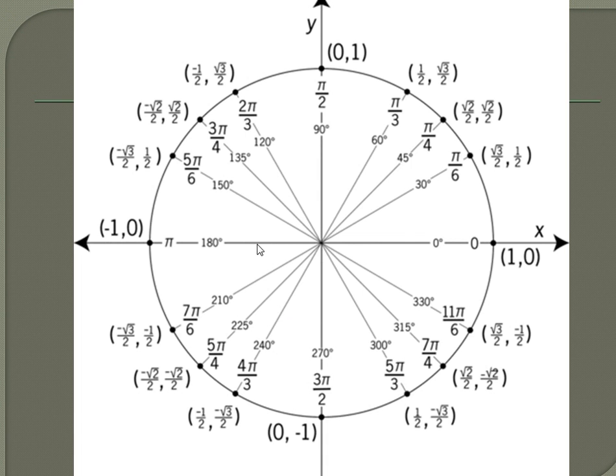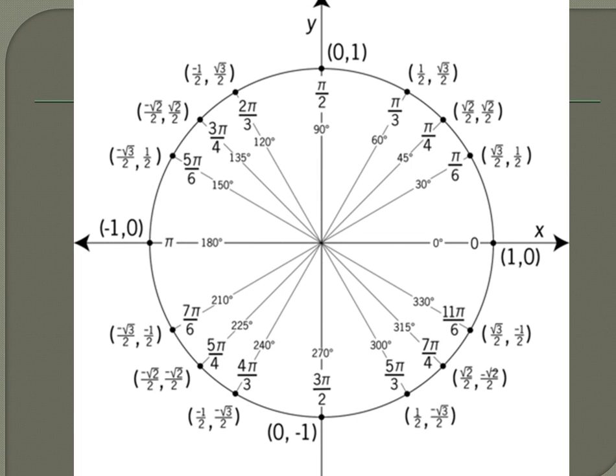If you forgot what a reference angle was, well, let me just remind you. The reference angle is the acute angle that is formed with the terminal side and the horizontal axis. So it could be the positive or negative x-axis. And there's another pattern here that emerges.